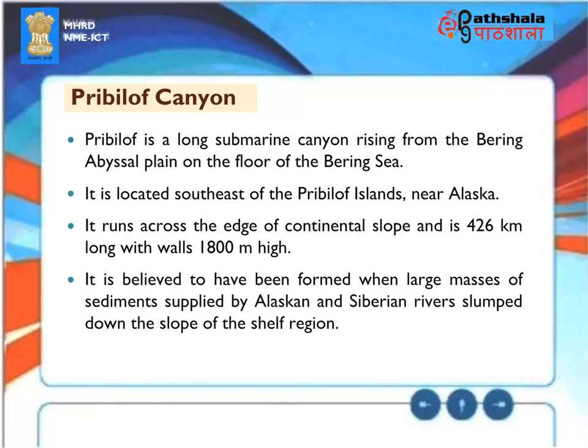Pribilof Canyon. Pribilof is a long submarine canyon rising from the Bering Abyssal Plain on the floor of the Bering Sea. It is located southeast of the Pribilof Islands near Alaska. It runs across the edge of the continental slope and is 426 kilometers long with walls 1,800 meters high. It is believed to have been formed when large masses of sediments supplied by Alaskan and Siberian rivers slumped down the slope of the shelf region.